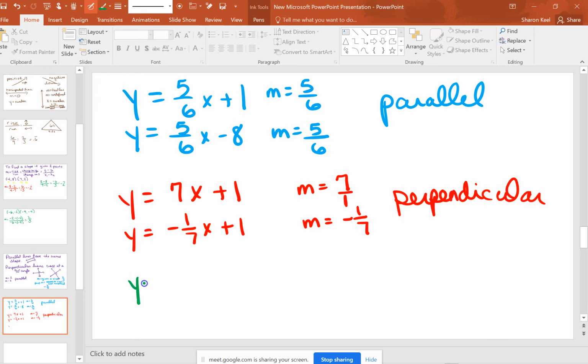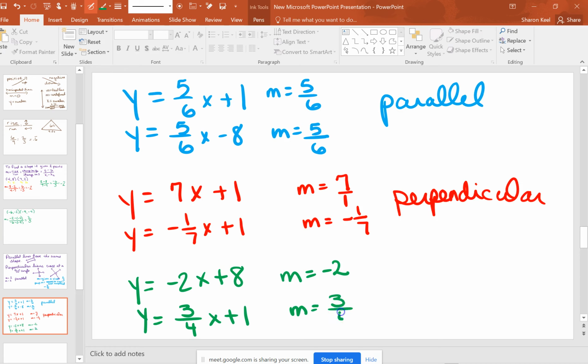If I gave you y equals -2x plus 8 and y equals 3/4 x plus 1, this slope is -2, this slope is 3/4. They're not the same. They're not reciprocals and opposite of each other. These would just be considered neither because they don't meet either of those two criteria.